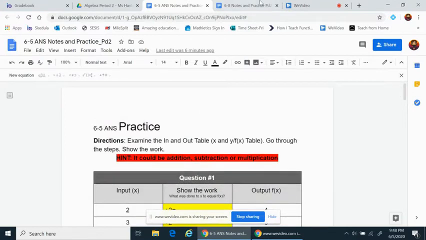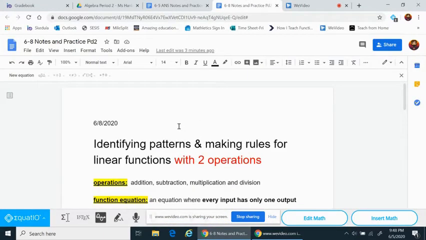All right, so now we're going to get into Monday's work. And if you notice, I highlighted we're working with 2 operations. This is the step up from what we were doing yesterday. You guys did a great job finding patterns and making linear equations, so now we're going to get into it.